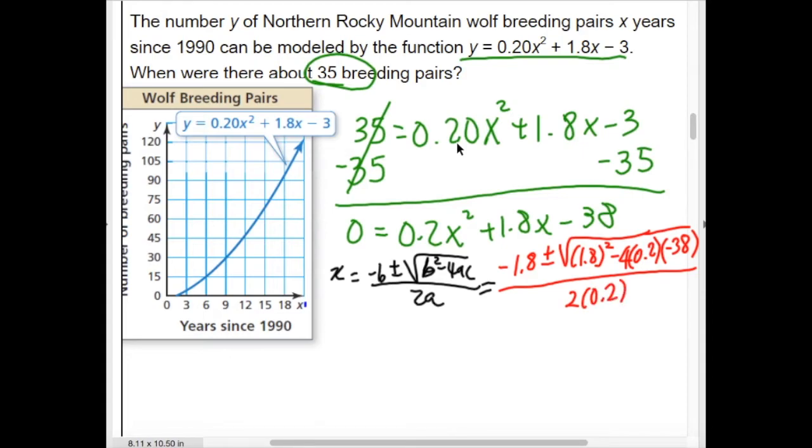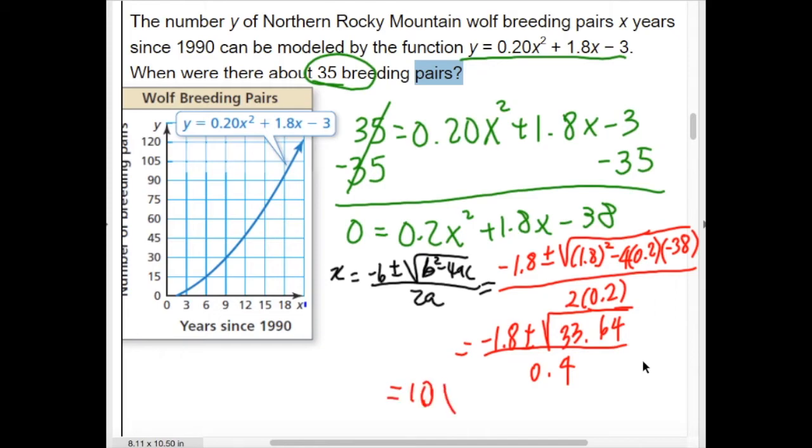That equals negative 1.8 plus minus square root of, if you do the math inside here, it will become 33.64, divided by 0.4. Simplify further, and you get 10 and negative 19 as your final answers.